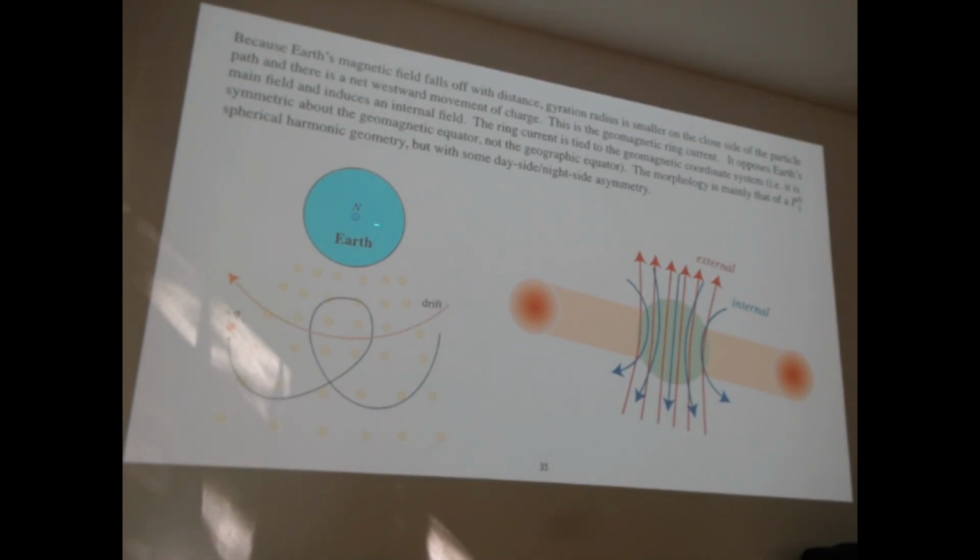Because the Earth's field falls off as 1/r cubed, as the particles are spiraling around the Earth's magnetic field, the radius of curvature is smaller in the stronger field near the Earth and larger in the weaker field further away, and so there's a net drift in a westward direction, and that causes this ring current that's thousands of amps running around the outside of the Earth, causing a magnetic field.